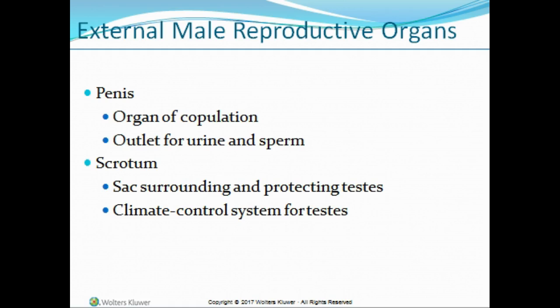The external male reproductive organs. It includes the penis, which is the organ of copulation and the outlet for urine and sperm. You have the scrotum, which is the sac surrounding and protecting the testes. The climate control system for the testes. It keeps it at a nice neutral temperature so that the sperm can survive.